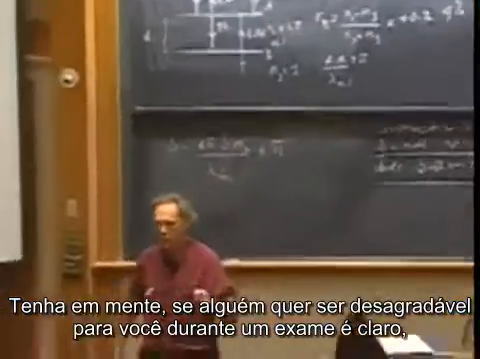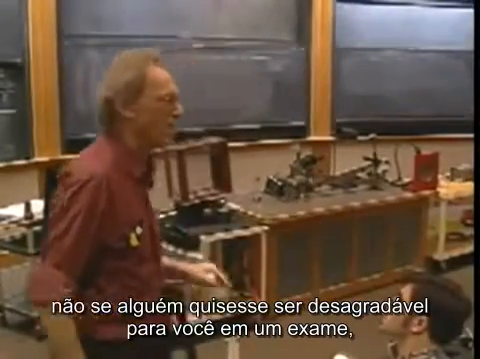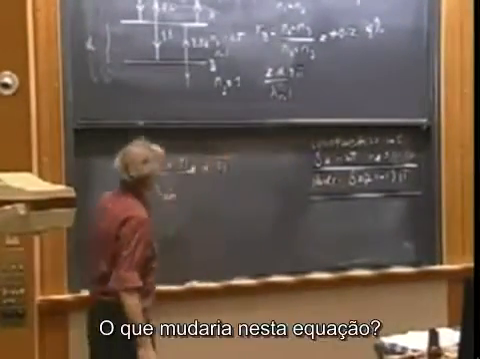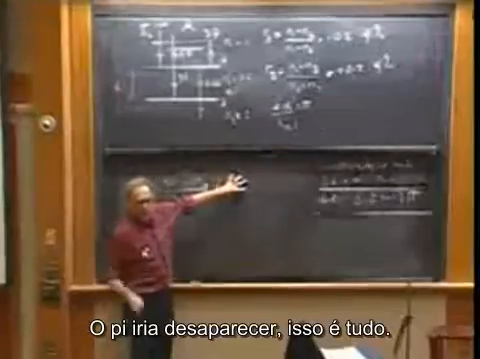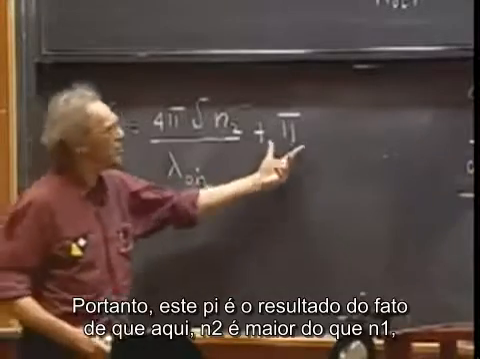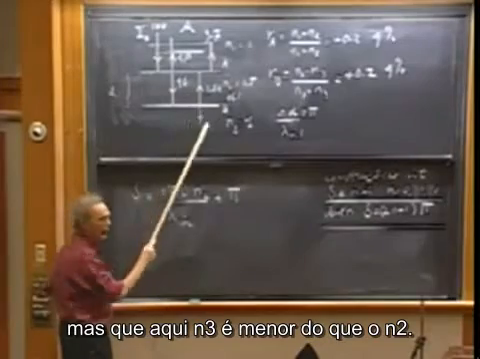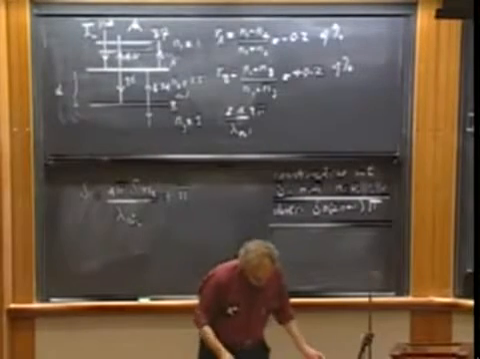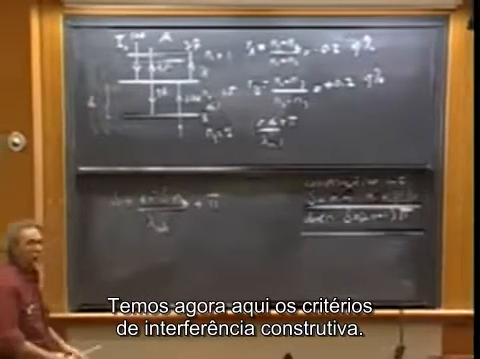Keep in mind, if someone wanted to be nasty to you on an exam, they could make N3 larger than N2. What would change in this equation? The pi would disappear, that's all. The rest would remain the same. So don't think of this as a universal equation. There's no such thing. This pi is the result of the fact that here N2 is larger than N1, but that here N3 is smaller than N2. That's why you get only pi. So now we are in business. We now have here the criterion for constructive interference.